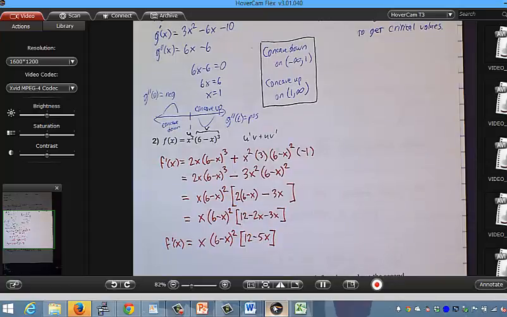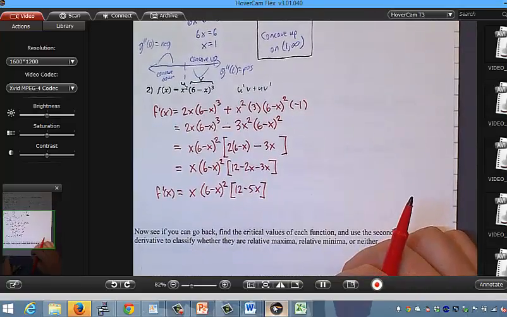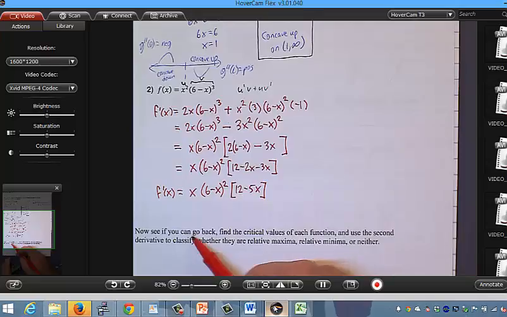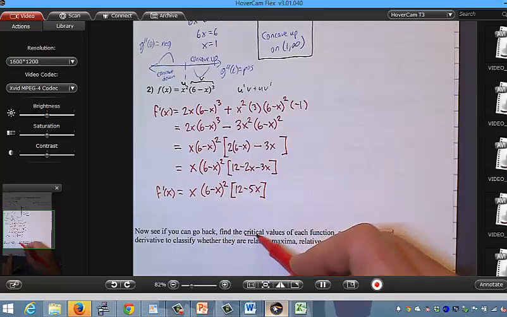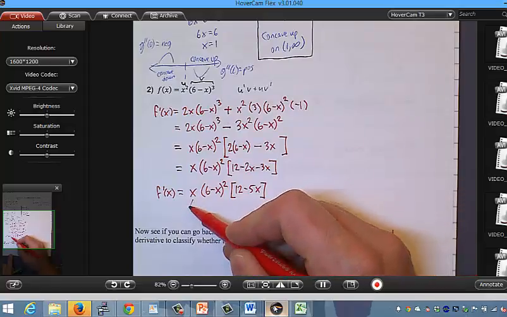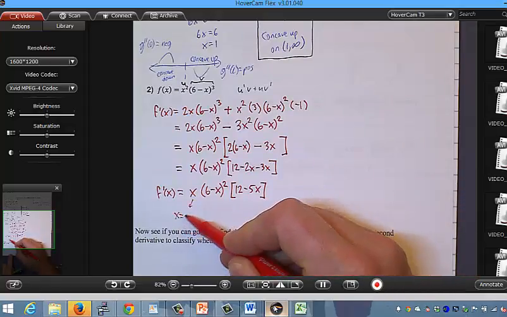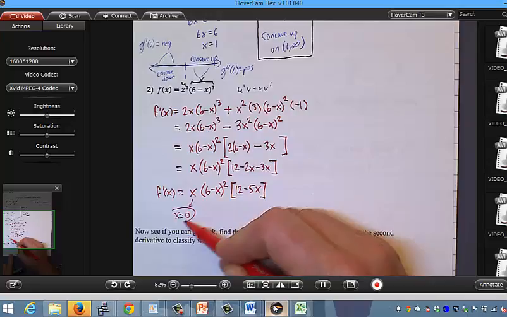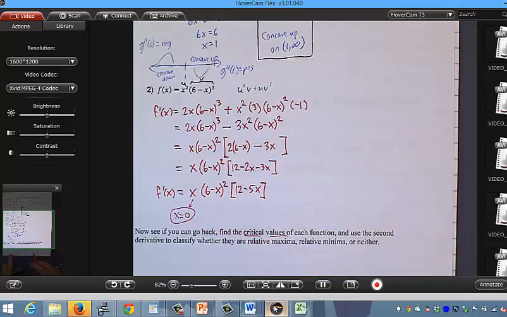But one of the reasons I decided to keep going was because if you look at the directions at the bottom, one of the things we're going to have to do is go back and find the critical values of each function. Well, now I can tell you the critical values. What are the critical values of this function? Well, from this factor I get x equals 0 is a critical value, right?